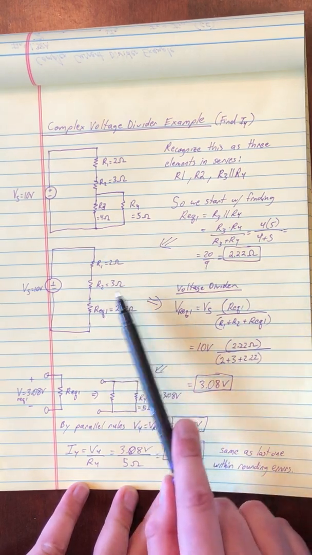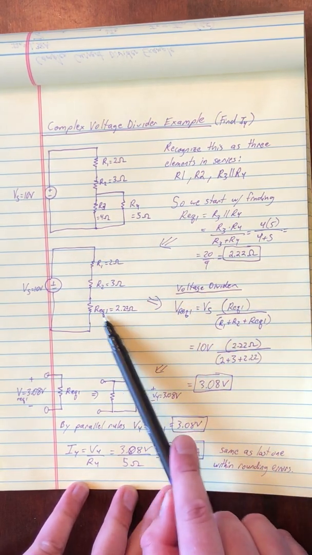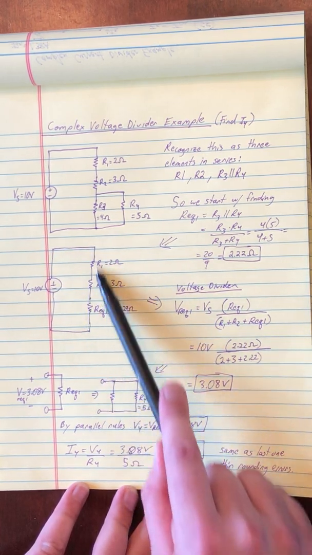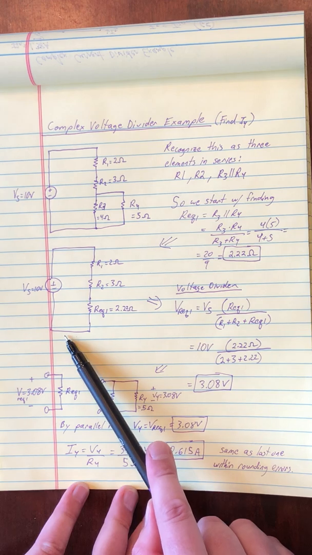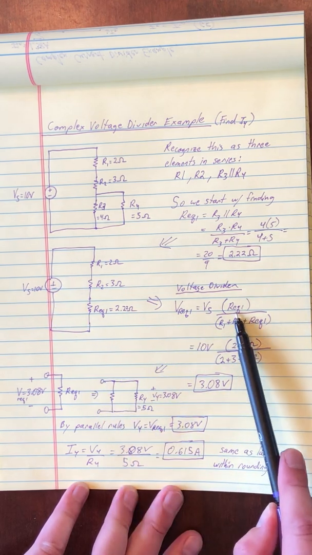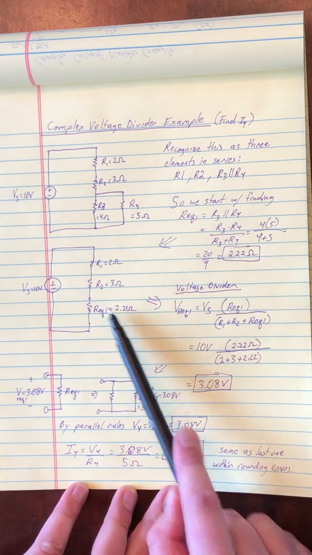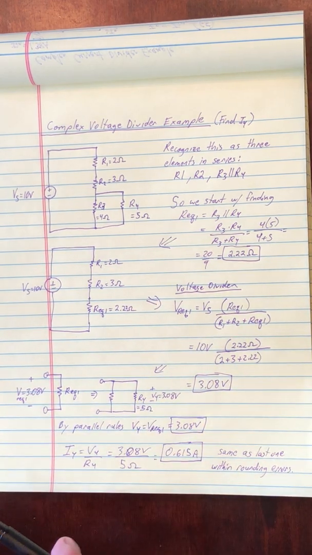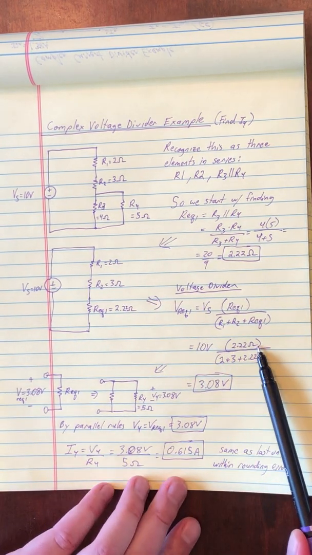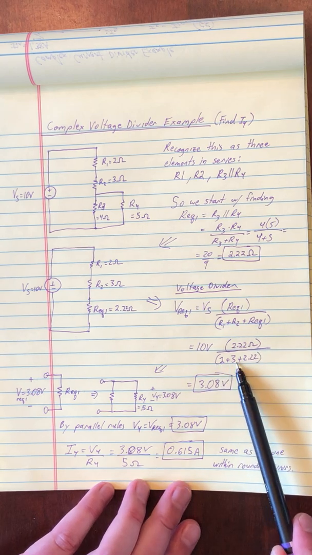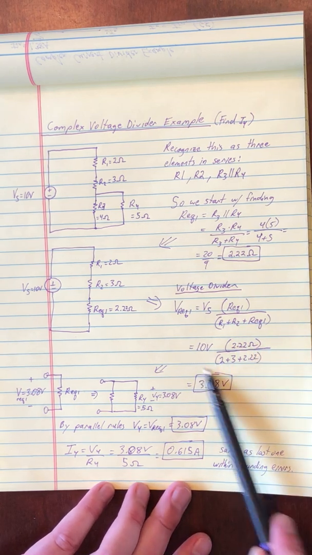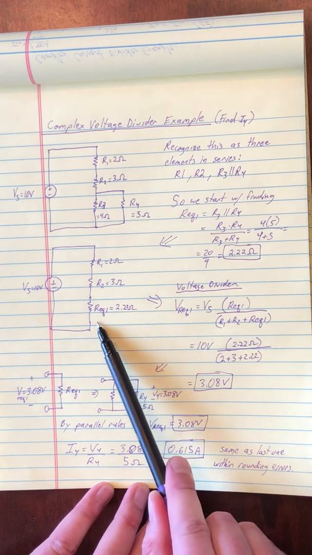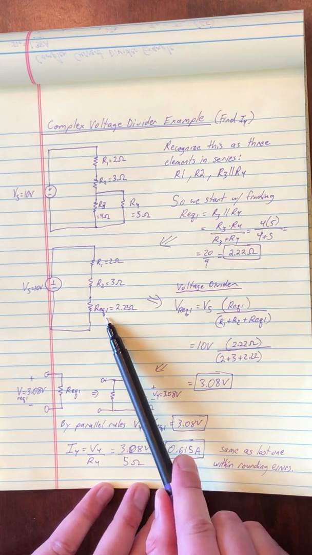So now I use voltage divider here. So the voltage across REQ1 is going to be the voltage into the 3 element series network. And so we have 10 volts. And then we use the equivalent resistance divided by the sum of these 3 resistances, and we just plug in. So 10 volts times 2.22 divided by 2 plus 3 plus 2.22. And if I solve that, I get 3.08 volts. So there's 3.08 volts across the equivalent resistance here.